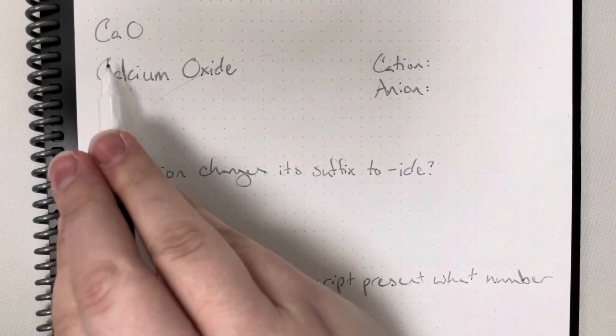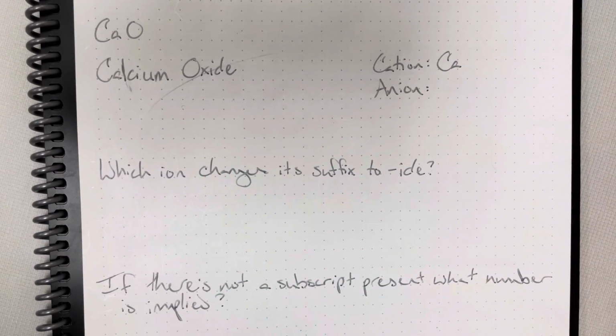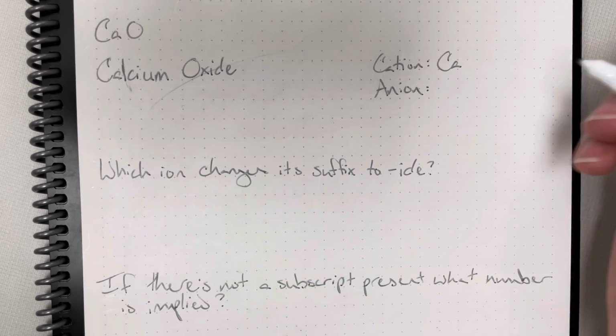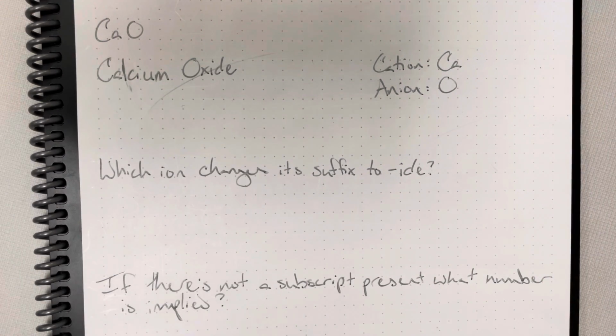The cation for CaO is going to be calcium, since calcium is in the first position and cations always come first. My anion is going to be oxygen, since oxygen is in the second position and my anions are always second.